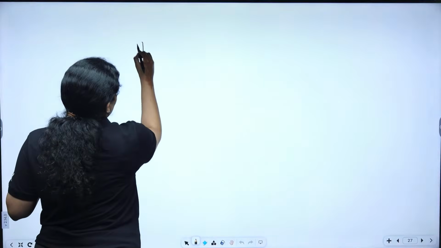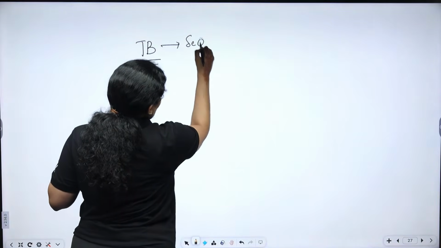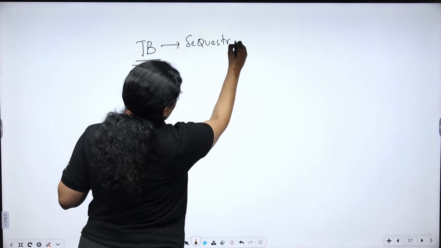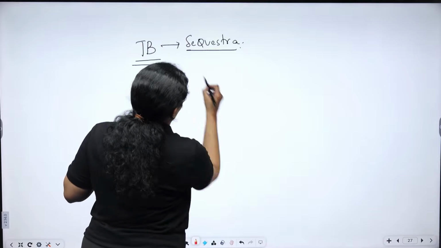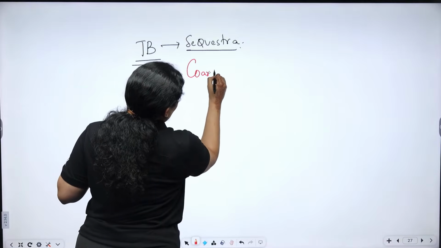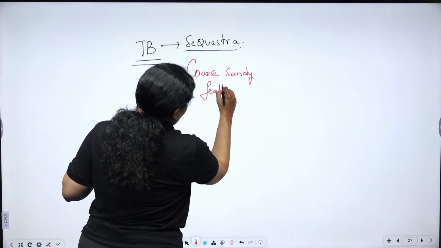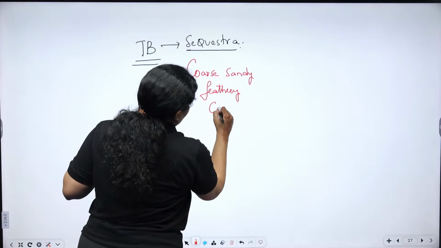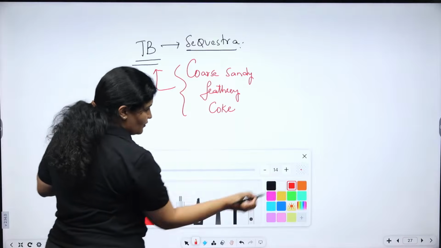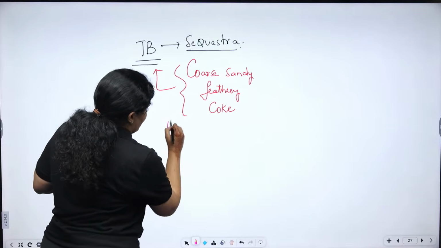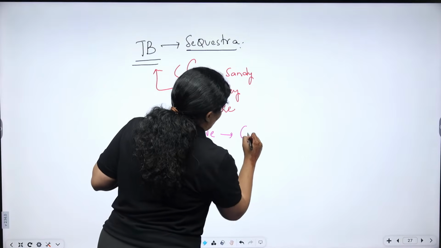Okay, so you have to remember that tuberculosis will present with sequestra also. And there are types of sequestra, which they might also ask you. I will teach you that also. So here the sequestra is coarse, sandy, feathery, or coke type. All this is seen in your tuberculosis. And what Jayant is talking about is the exudative form of TB. You will see the cold abscess.